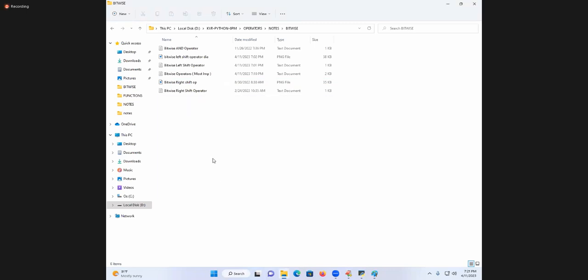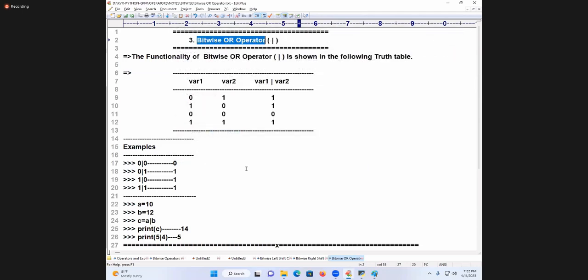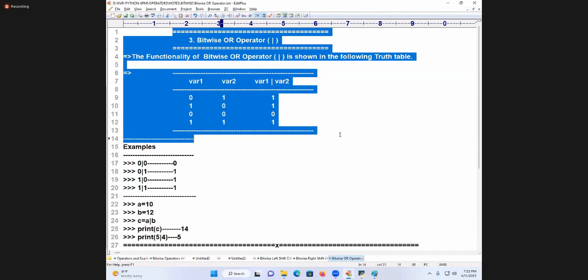So I'll save this now, bitwise OR operator. Go to the place, bitwise OR operator saving. Similarly, I will go for what? Bitwise AND operator, I will take it. Bitwise AND operator also I will explain. Easy. Don't take much time. Simple. Bitwise AND operator. Fourth one I am talking.